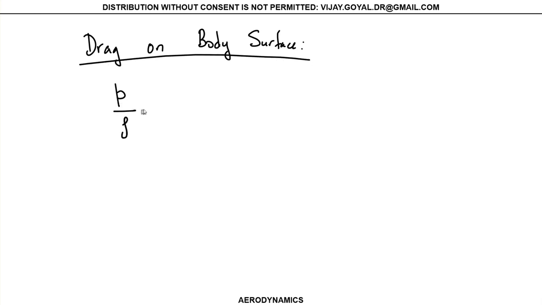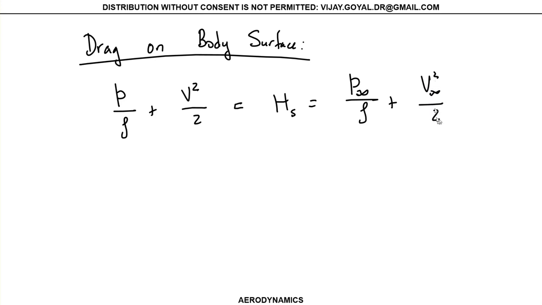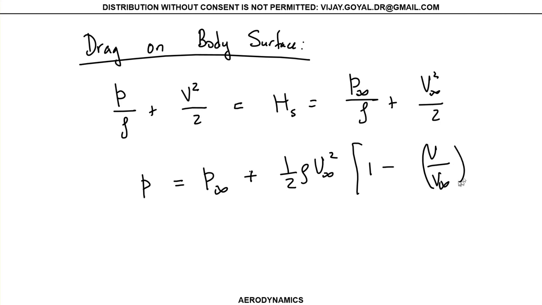We go back to Bernoulli, because Bernoulli gives us some interesting information that we need. So we know this is P infinite over rho plus V infinite squared over 2. In other words, I can solve for P: P is equal to P infinite plus 1/2 rho V infinite squared times (1 minus V over V infinite squared).